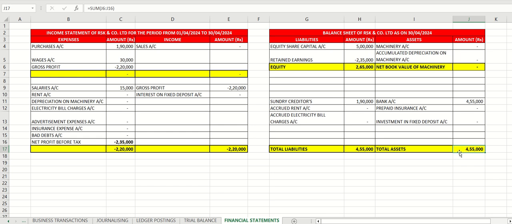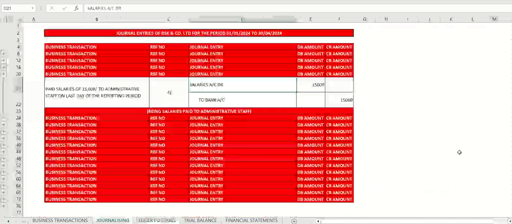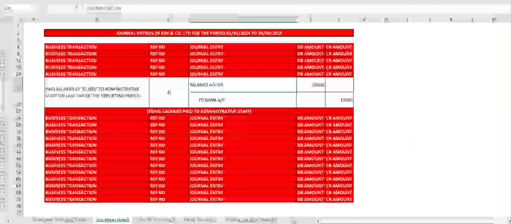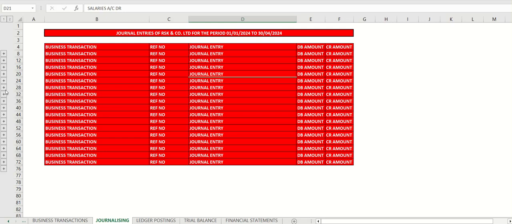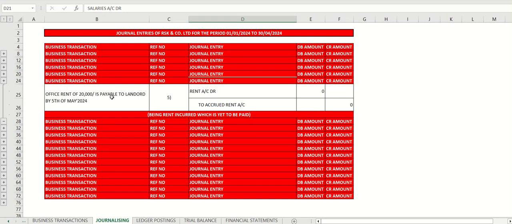Now let's move to the next business transaction. What is the next business transaction? Office rent of 20,000 is payable to the landlord by 5th of May 2024. RSK and Co has been preparing the financial statements for the period 1st of April 2024 to 30th of April 2024.